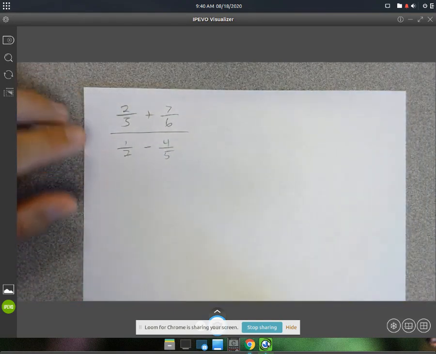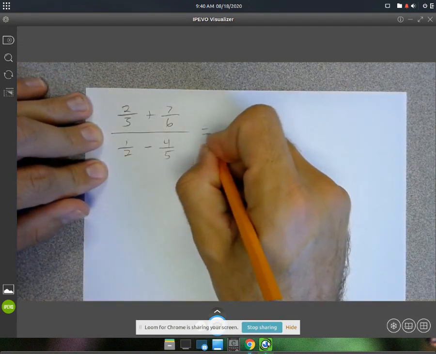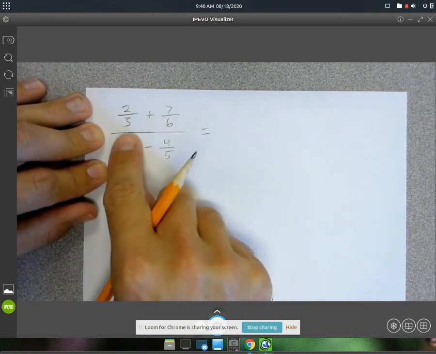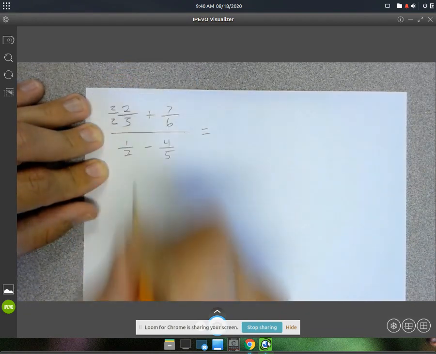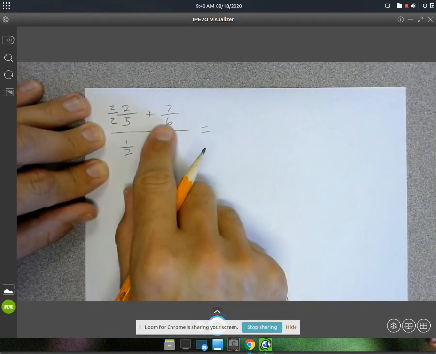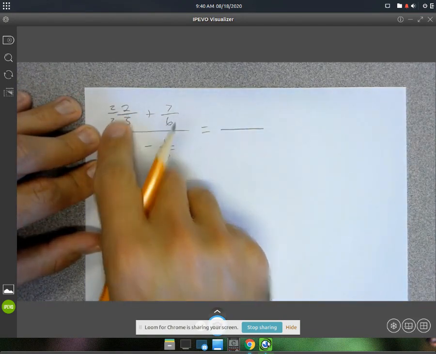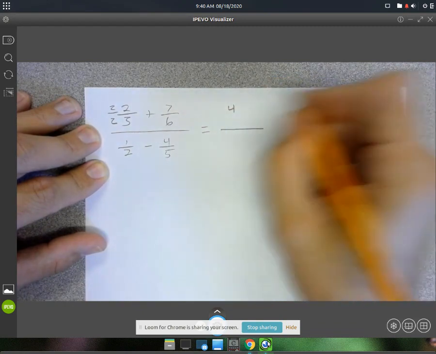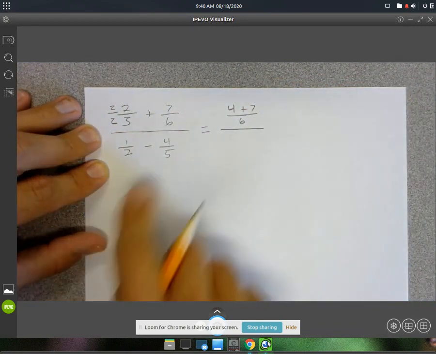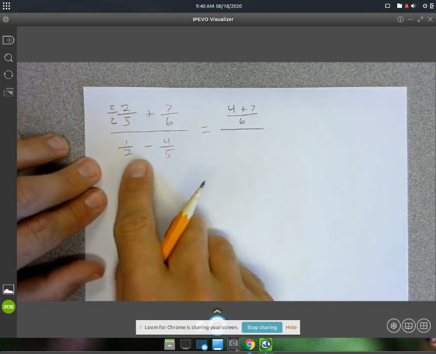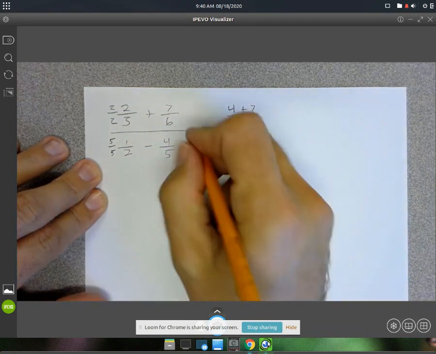This will be kind of a long video. I'm going to go ahead and use both methods on this one. To give these the same denominator up top, I'll multiply this fraction by 2 over 2, that way they'll both be a 6. So that's going to give me 4 plus 7 over 6. And for this one, I'll have to multiply this one by 5 over 5, and this one by 2 over 2.